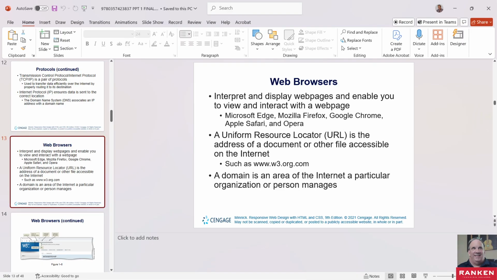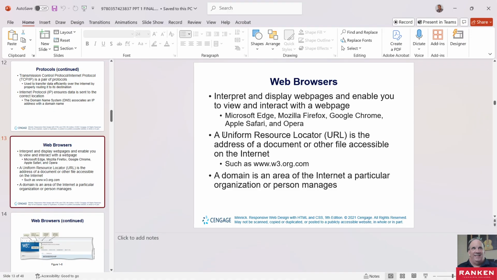Web browsers interpret and display web pages. They enable you to view and interact with a web page. Here are some popular ones: Microsoft Edge, Firefox, Chrome, Safari, and Opera.